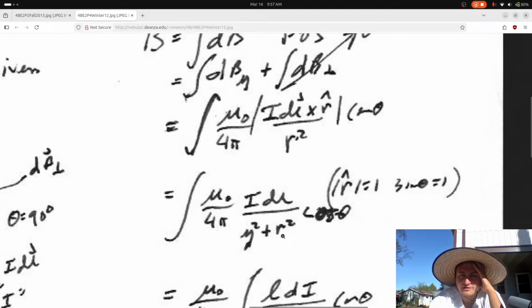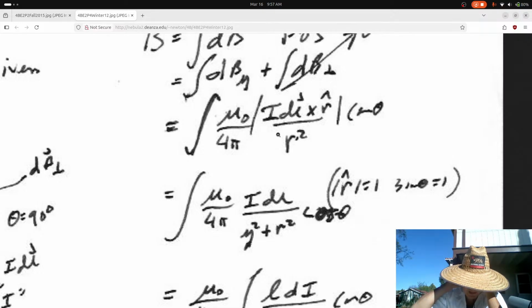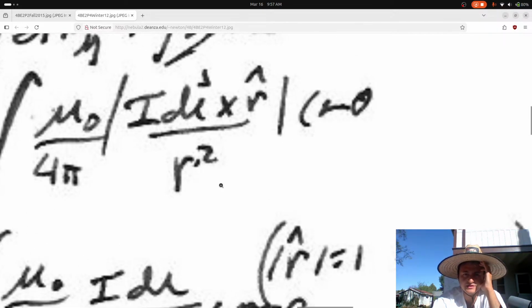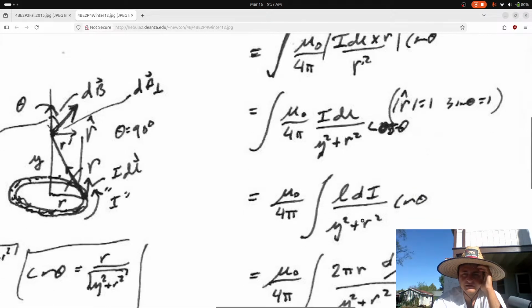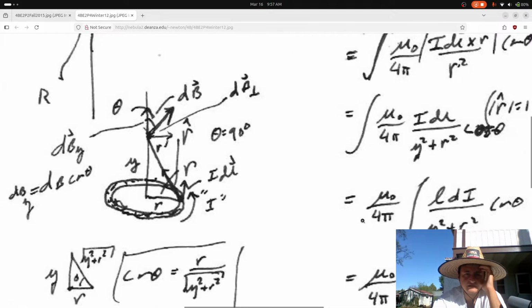This r is a different r than this r, right? Yeah. He must have called this something like r prime. That little mark there is not a mistake.